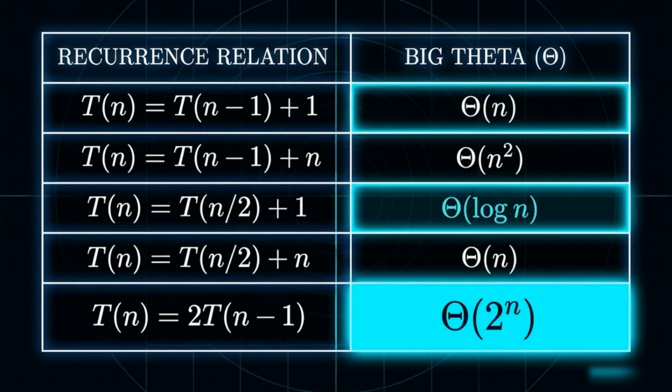These patterns provide a reliable reference. Subtracting constants leads to linear time, while adding variables leads to quadratic. Dividing the input results in logarithmic growth, and multiplying the subproblem leads to exponential growth.